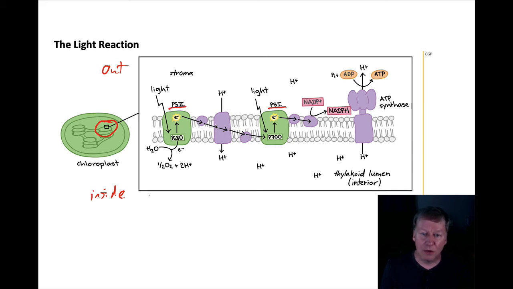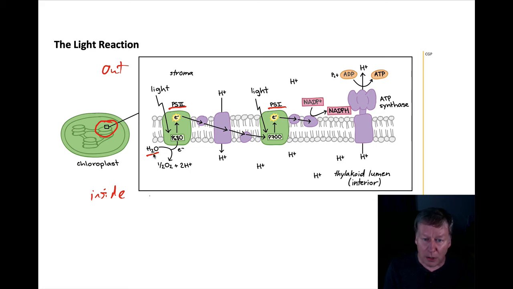We also have a series of proteins that are embedded in the membrane, forming electron transport chains. So let's take a look at what happens. My first photosystem, we already talked about what it does. It captures photons of light and it uses them to energize electrons. That's what this photosystem is doing. Where does the electron come from? The electron comes from water.